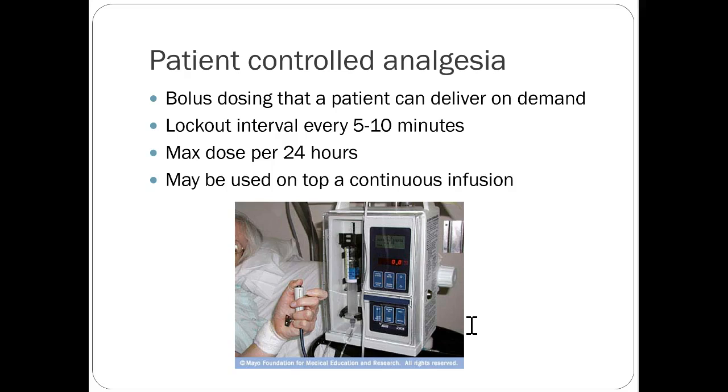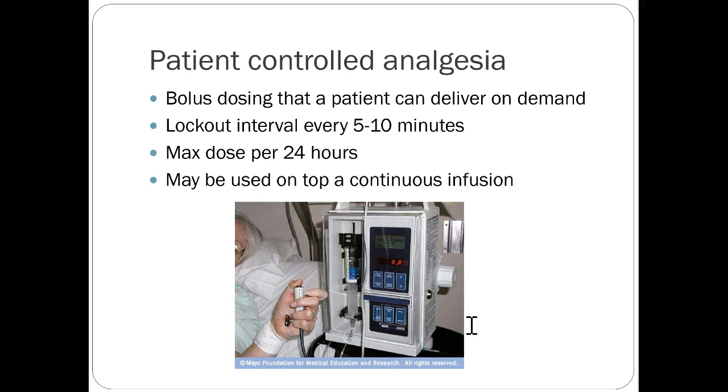And the cool thing about patient-controlled analgesia is it's exactly how it sounds. The person can bolus dose themselves. They have this little button, and they can give themselves a bolus whenever they want. They have a lockout interval on it, so if they try and overuse it, it doesn't let them give themselves any more. It has a max dose per 24 hours. So if they hit their max dose, it just shuts off altogether.